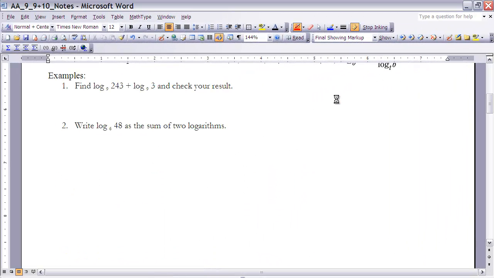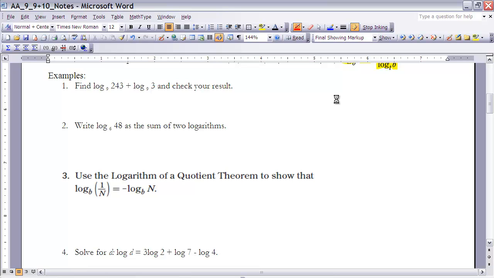So let's take a look at our first example here. It says find the log base 9 of 243 plus the log base 9 of 3 and check your results. According to our log of product theorem, I know that this is the same as the log base 9 of 243 times 3, which is equal to the log base 9 of 729.